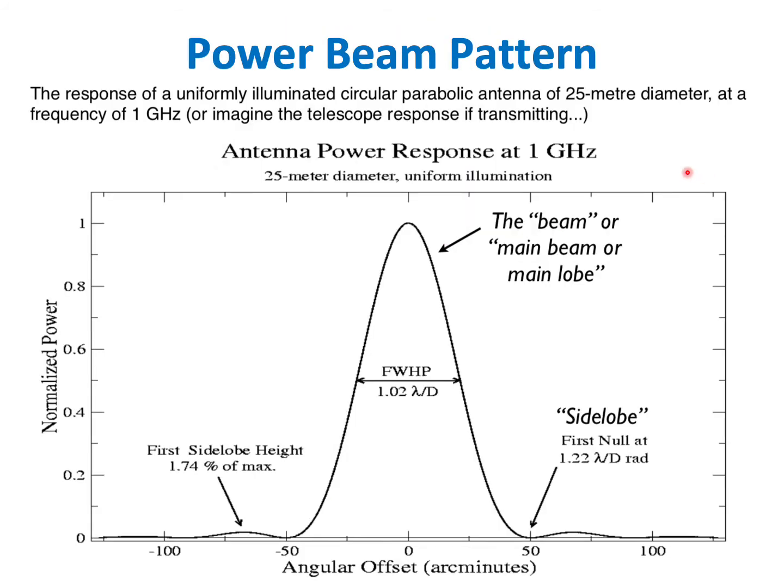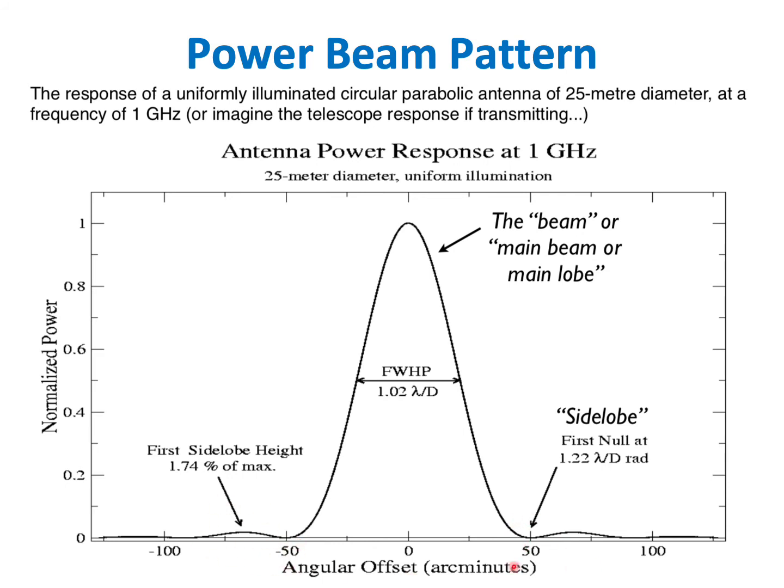So let's look at the power pattern of a beam. This beam pattern is for a 25-meter dish, which is a typical size for a radio dish, observing at a frequency of 1 gigahertz, which is a typical observing frequency for radio astronomy. So here you can see the main beam, followed by the first null on either side, and then the first side lobe.